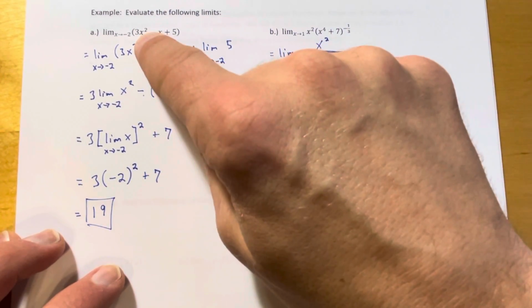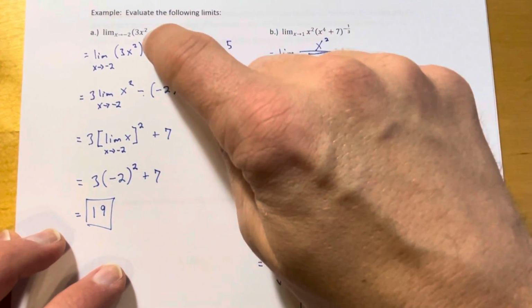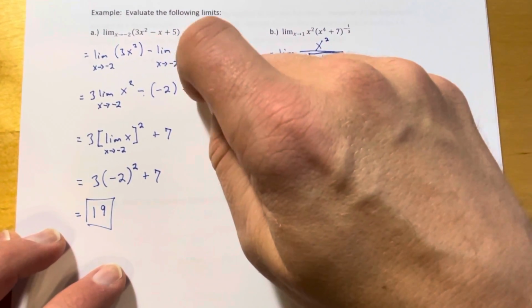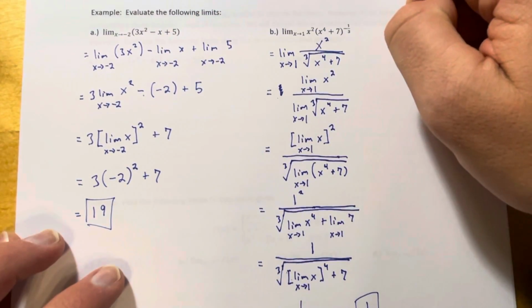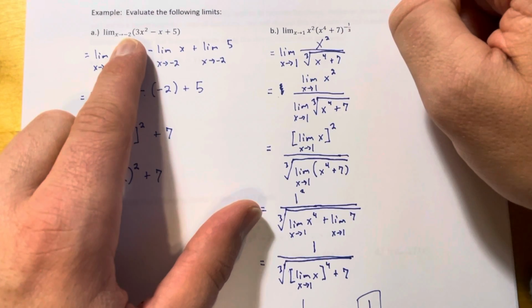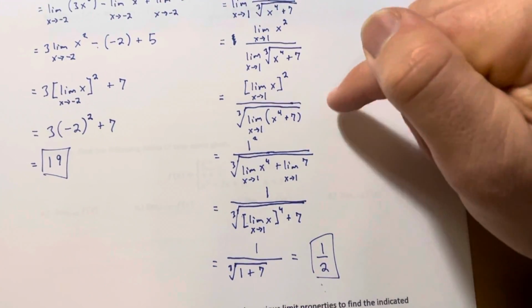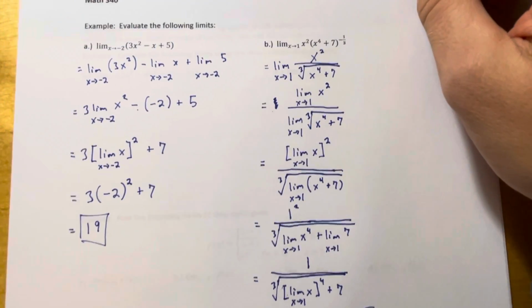-2, if you plug it into this x and you square it, that's 4 times 3, that's 12. 12 minus -2 is 14, plus 5, that's 19. So this limit I was able to evaluate literally just by plugging -2 into the function. In fact, the same thing actually would have worked for part B here also.